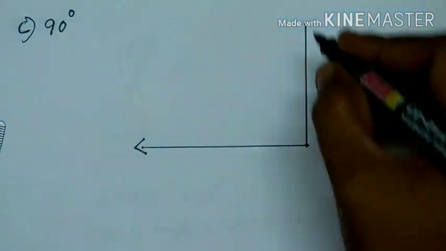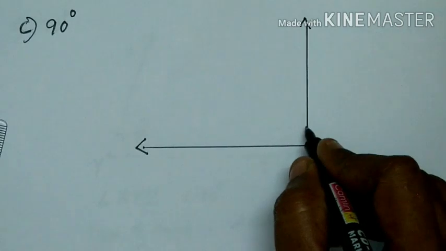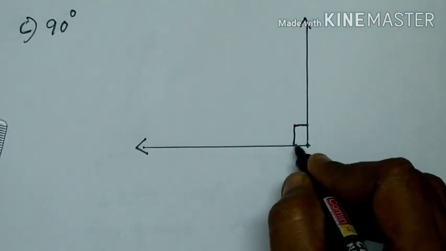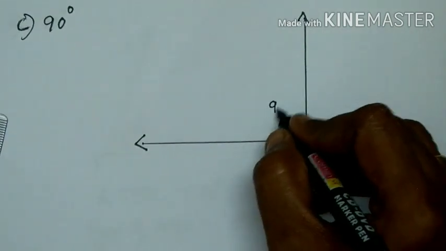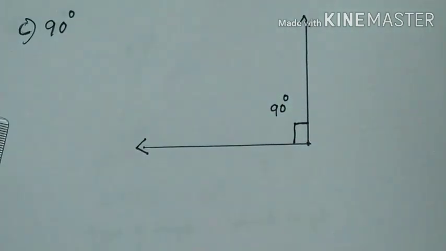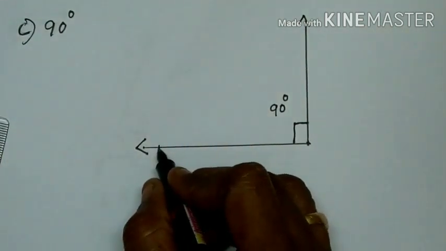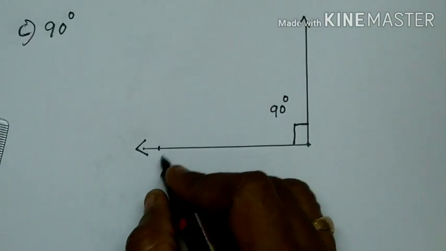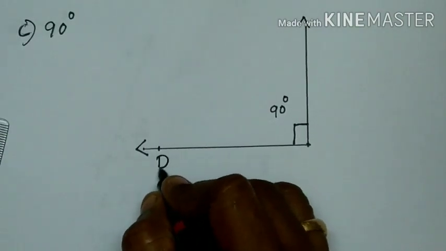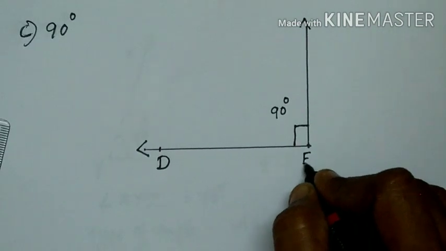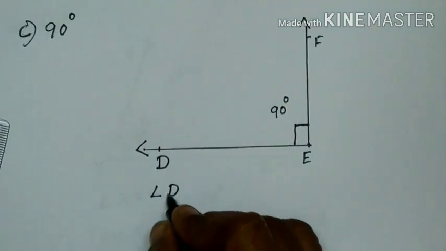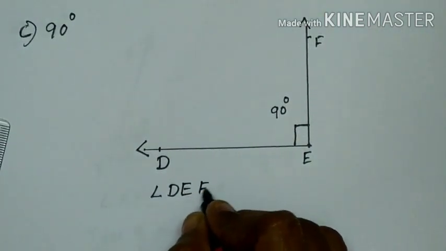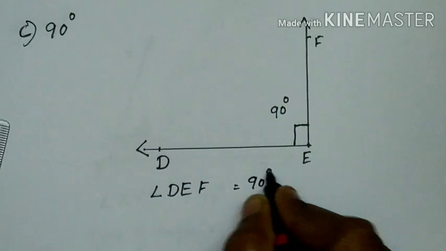Then what is the next step? Put the arrow mark and then we have to write the measurement. Why am I drawing like this? Because 90 degree. Which type of angle is this? Yes, it is right angle. And what is the next step? Writing the name. D, E, F. So angle DEF is equal to 90 degree.